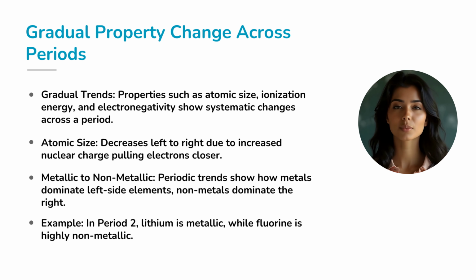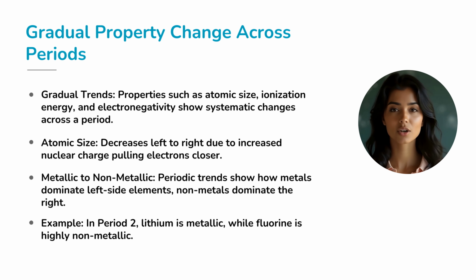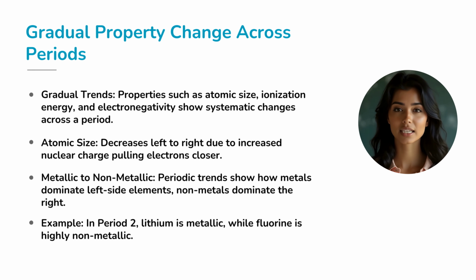As we move across a period in the periodic table, certain properties like atomic size, ionization energy, and electronegativity change in a systematic way. Atomic size decreases from left to right because the increased nuclear charge pulls electrons closer to the nucleus. We also see a shift from metallic to non-metallic properties. Metals dominate the left side of the table while nonmetals dominate the right. For example, in period 2, lithium is metallic while fluorine is highly nonmetallic.